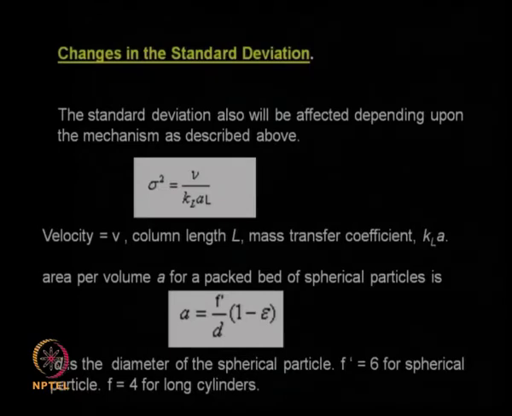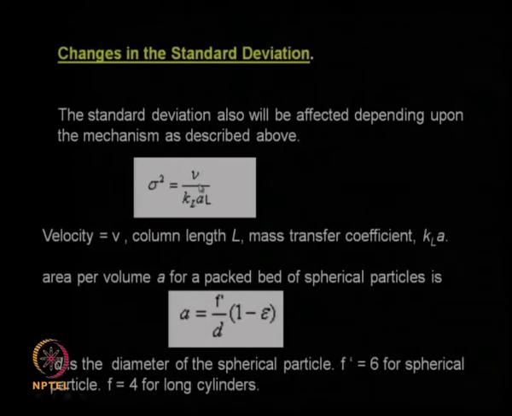So in such a situation, your sigma square, the variance, is sigma into T naught, where T naught is the retention time. So if mass transfer is controlling, then sigma square could be equal to V divided by KLA into L. V is the velocity, L is the length, KL is the mass transfer coefficient, and A is the area per unit volume, that is, the interfacial area per volume actually.